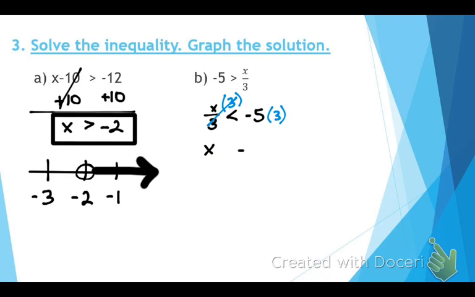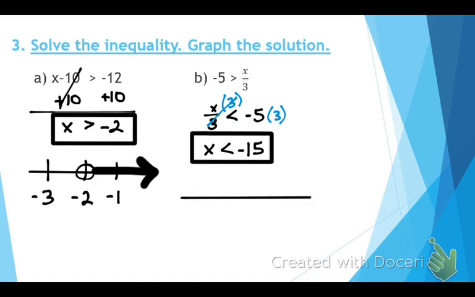Not x equals negative 15, but what's the symbol? Good job. X is less than negative 15. Let me have Nehemiah help me out with how to graph this.